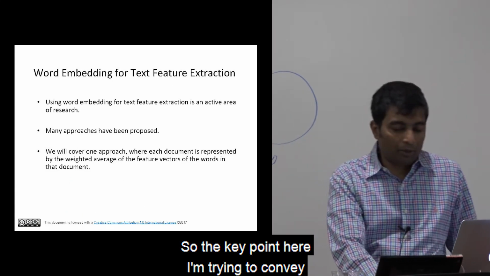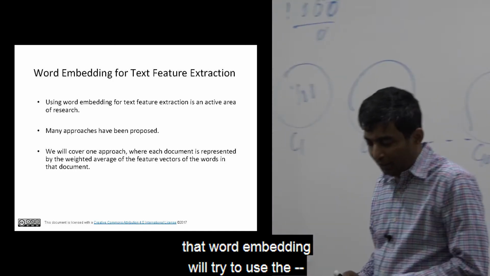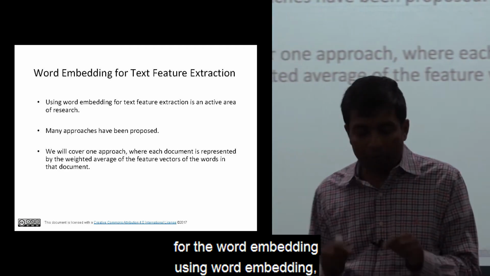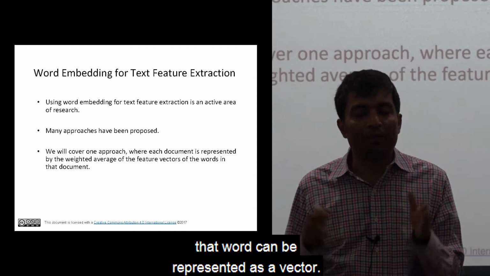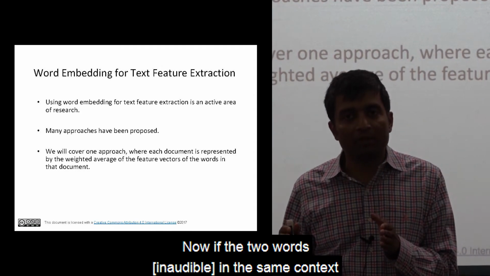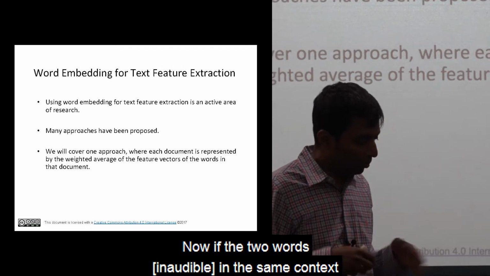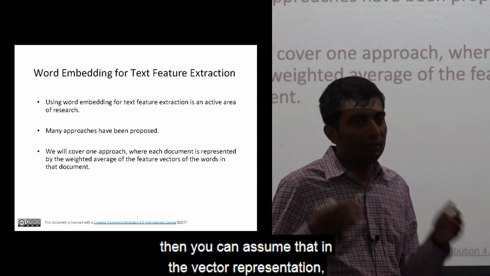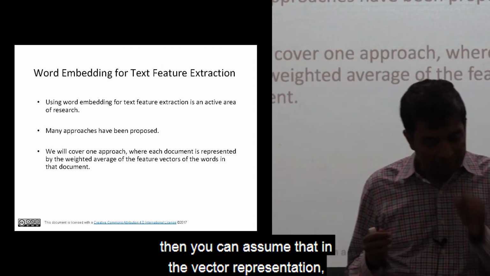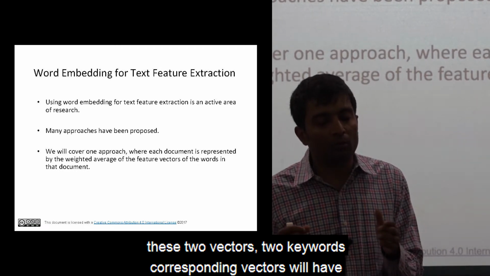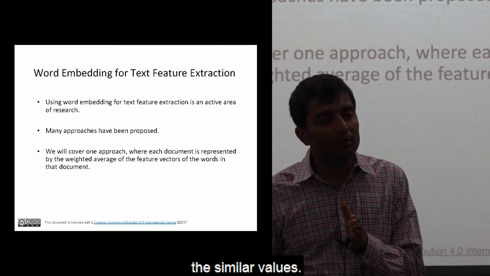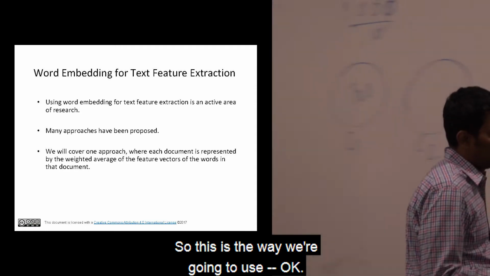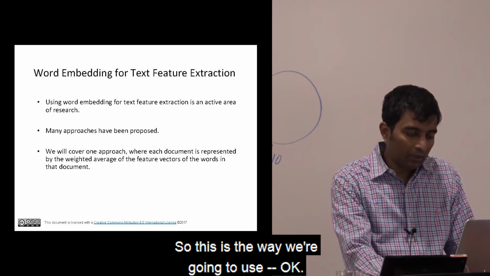Now how will it be used for our purpose? The key point I am trying to convey is that word embedding will take the word we are considering, and using word embedding, that word can be represented as a vector. Now if two words co-occur in the same context in the training data frequently, or in a large corpus frequently, then you can assume that in the vector representation, the corresponding vectors of these two keywords will have similar values. So now we want to use that for our purpose also. So this is the way we are going to use it.